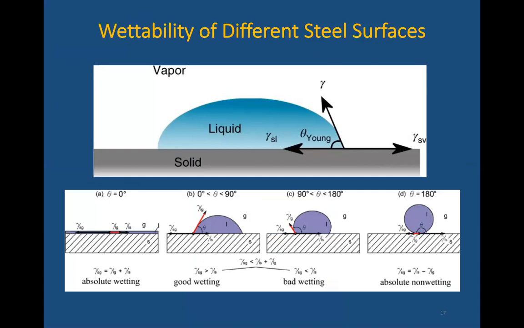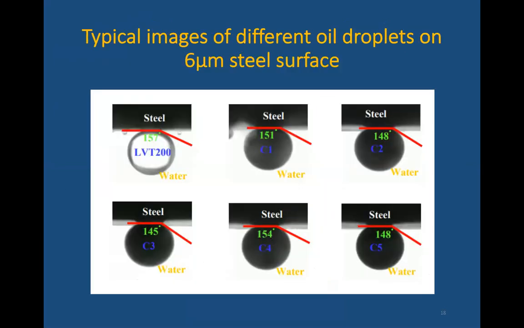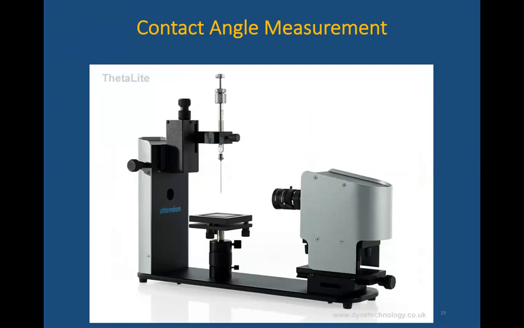Then we discussed the wettability of steel surface and how wettability of steel surface can affect the corrosion rate. And next, how we can determine the wettability of a particular steel or particular pipe surface, or maybe rock surface. That is the equipment called a goniometer. Using this equipment, we can determine the wettability.